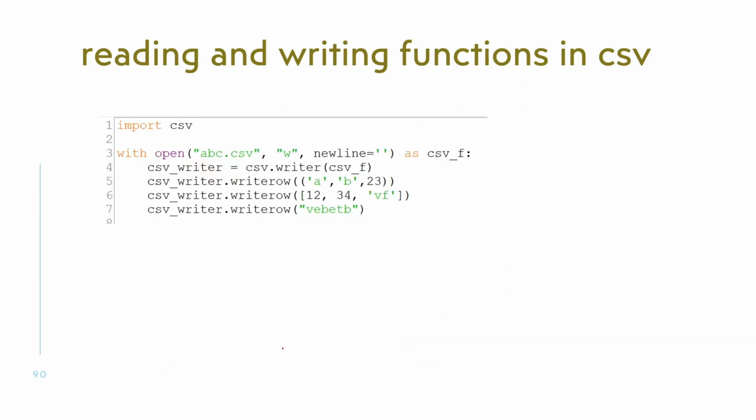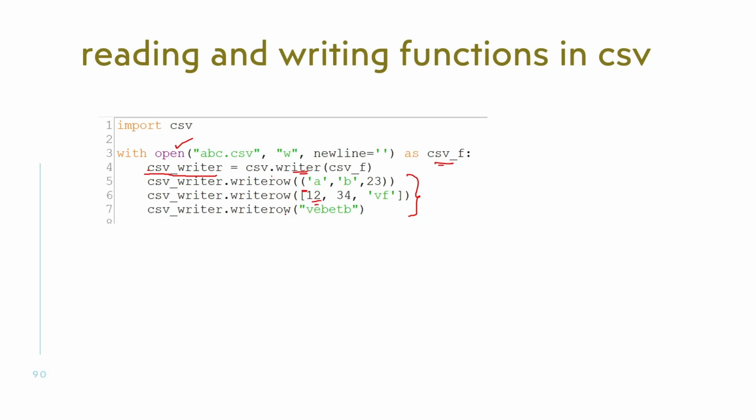So let's take a look at this one. In the first line, we have imported the CSV module, and after that we have opened a file with the object csv_f. Then with the help of the writer function, a writer object has been created, which is named csv_writer. Now with the help of the writer object and the writerow function, we are trying to write 3 rows in a CSV file. Now you need to see here, in the first case we have provided a tuple.